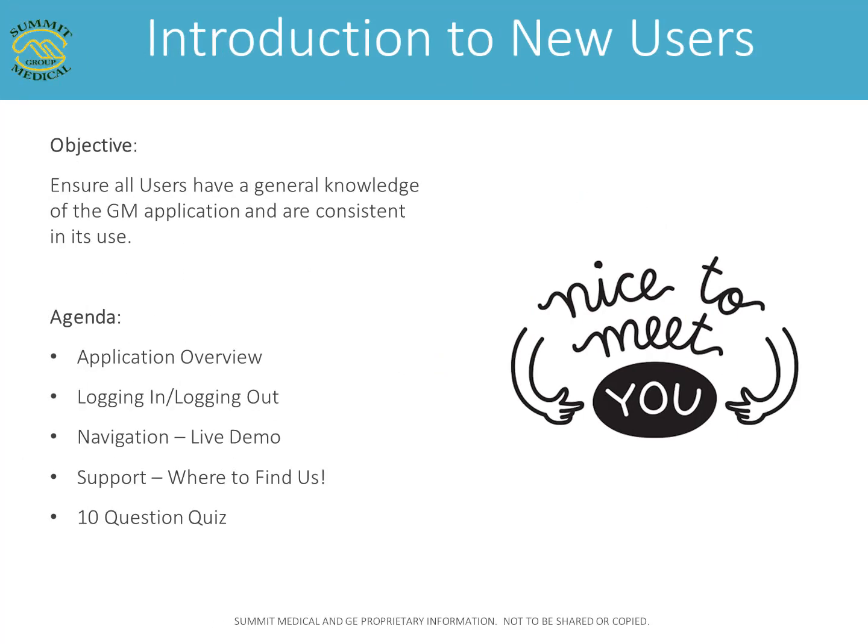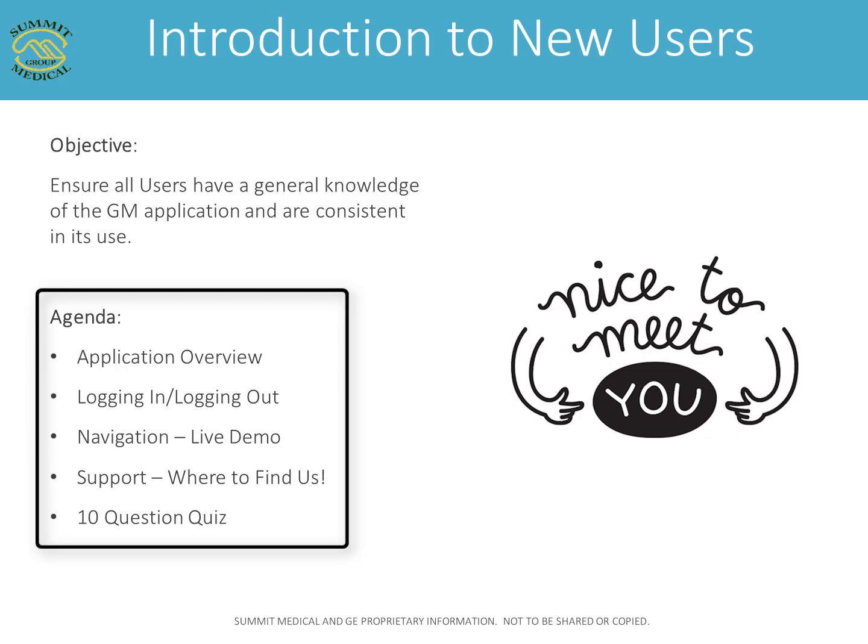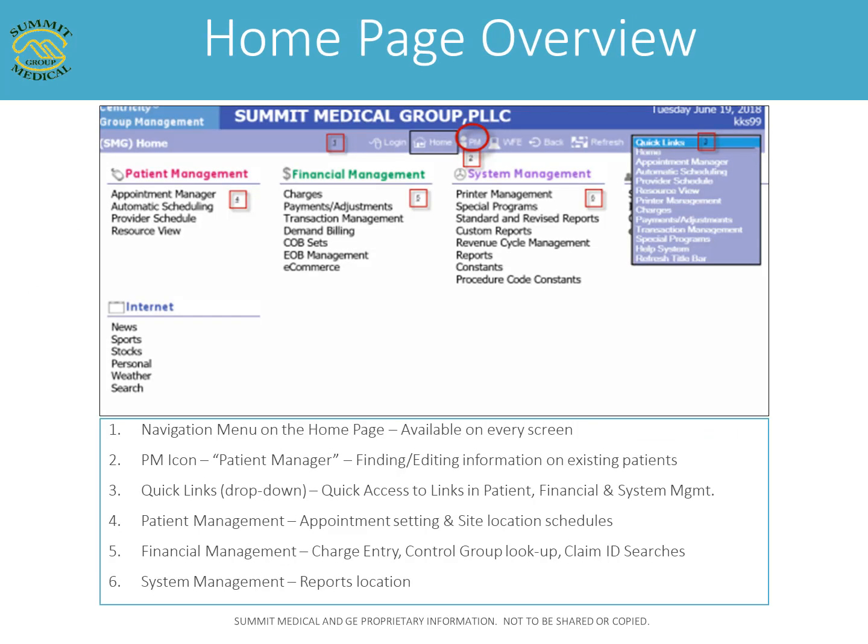The objective of this video is to ensure all users have a general knowledge of the GM application and are consistent in its use. The agenda includes Applications Overview, Navigation with a live demo, and where to find support. By the end of this video, there should be a foundational understanding in how the patient data originates and the importance of these fields. This is the home page, and we'll review just high-level navigation during this training.